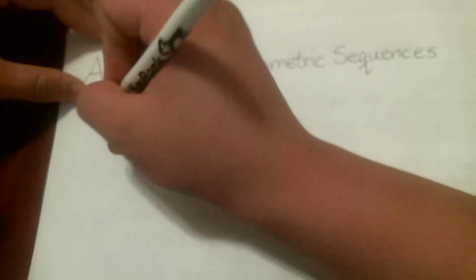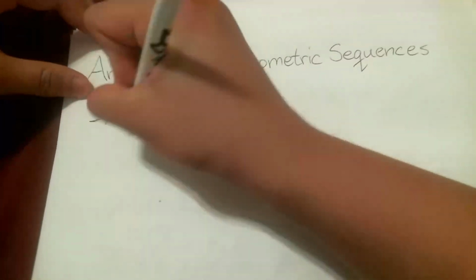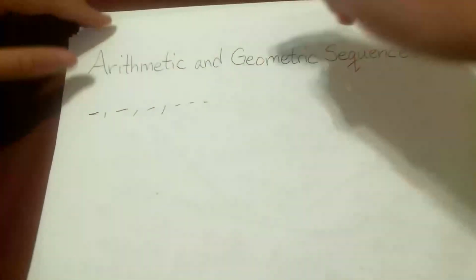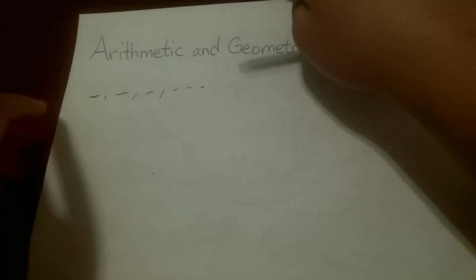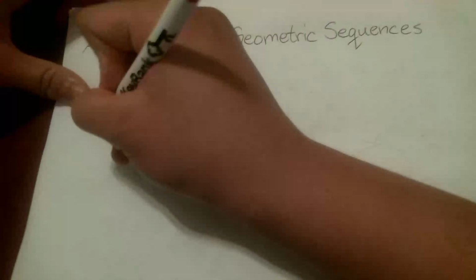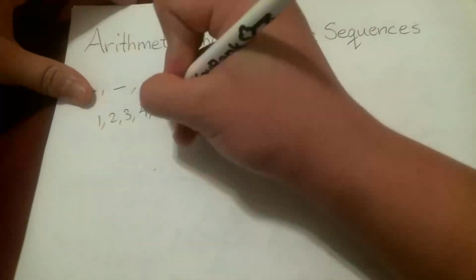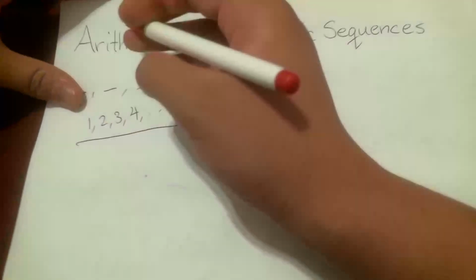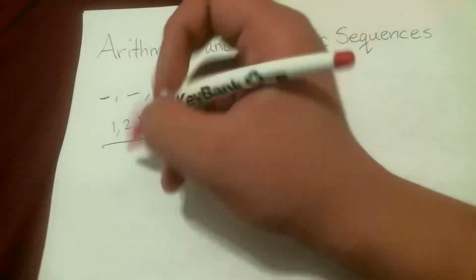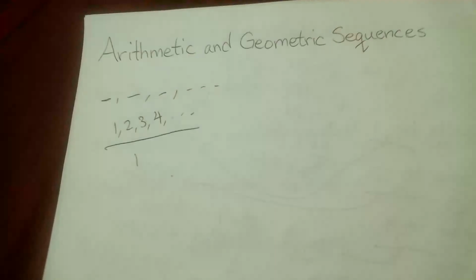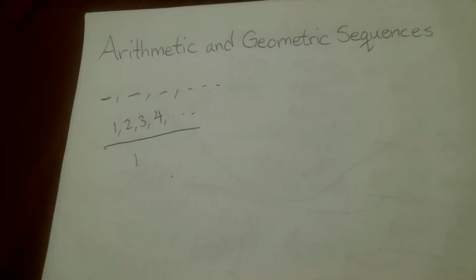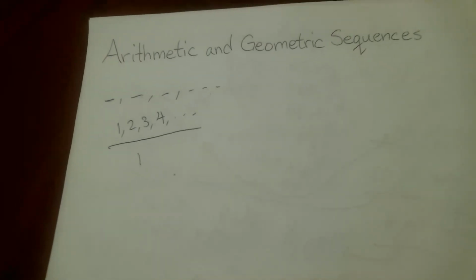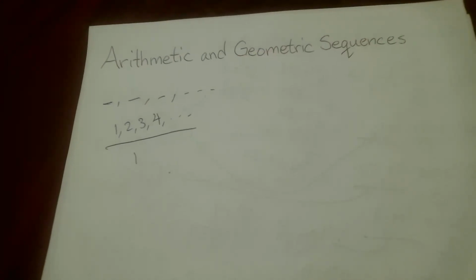Arithmetic sequences are sequences that stretch on forever, like this, and each one of its terms differs by a constant value. So things like 1, 2, 3, 4, and so on are arithmetic sequences because the common difference between these terms is all 1. That means the distance between the first and second term, the second and third term, the third and fourth term, and so on, are all exactly the same. In this case, that common difference is 1.